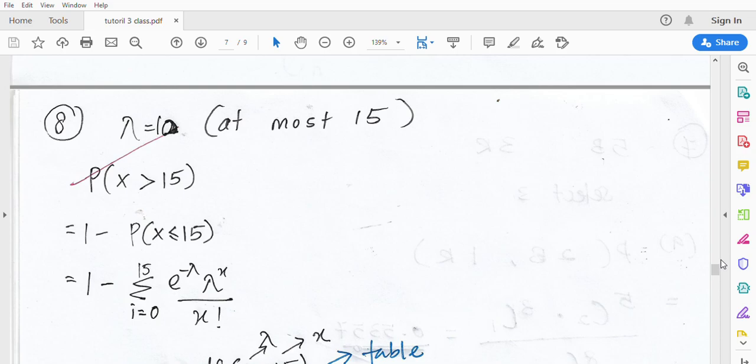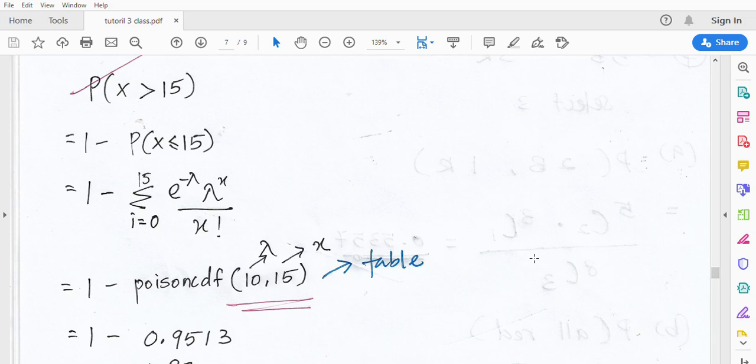So what is the probability that on a given day tankers have been turned away? Since they are turned away, it will be greater than 15, because it can only handle 15 tankers. So if it's more, they will be turned away. 10 is the average number, so lambda is 10.